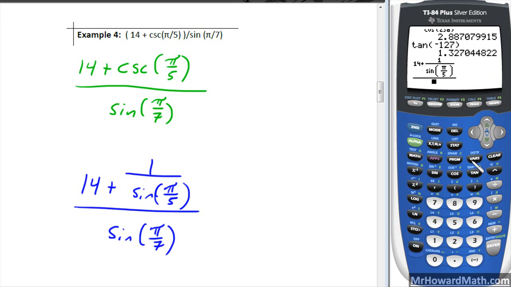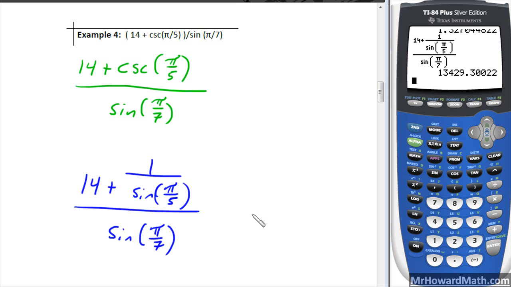Go to our denominator, and it is sine of alpha y equals enter pi, second pi over 7, and close that. Make sure it looks right. 14 plus 1, the quantity 1 over sine of pi over 5, all divided by sine of pi over 7. It all looks good, and we notice a problem.